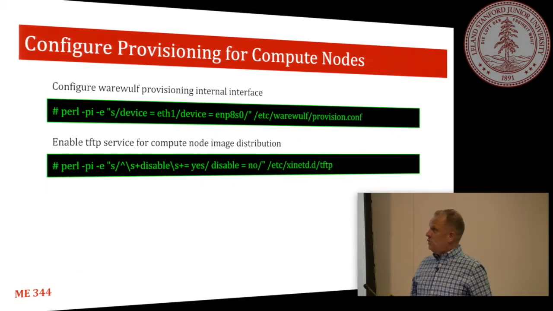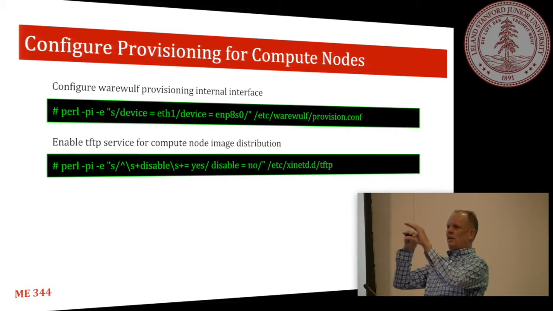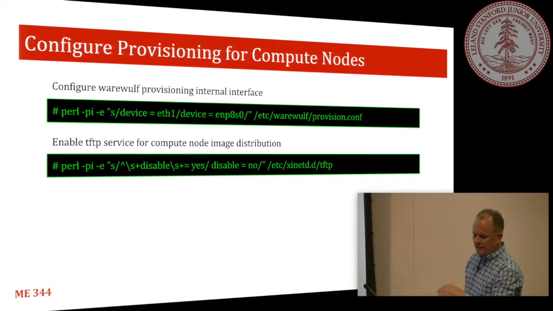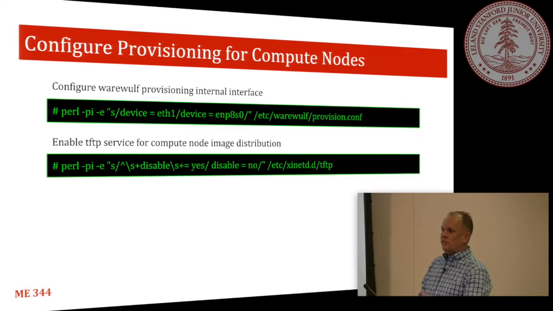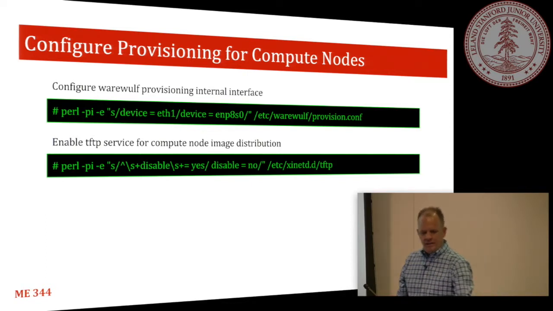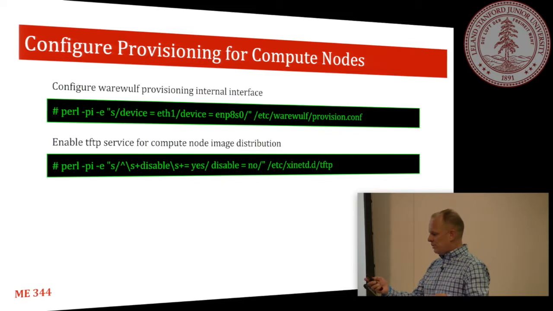And then, to be able to do provisioning, we need to tell the master node on which interface or network connection to provide provisioning services. So here, we're just doing a quick edit, telling it to provide it on this interface, which is the private network, and it just writes it to that file. And then we're enabling the service that does provisioning on there.